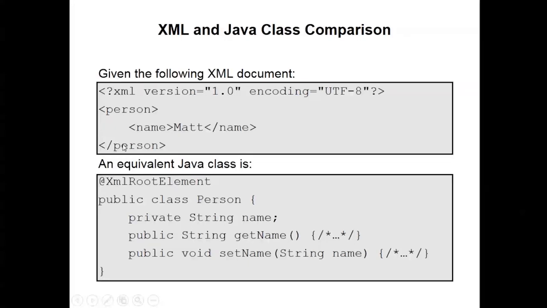Next, I've used some instance variables and getters and setters. If you have instance variables and getters and setters, then those instance variables will be the child elements in the XML. So this is how the mapping is done. There are lots of things here, and I'm just giving one example, right? Okay.